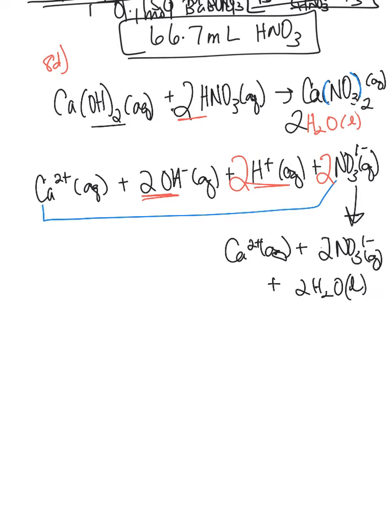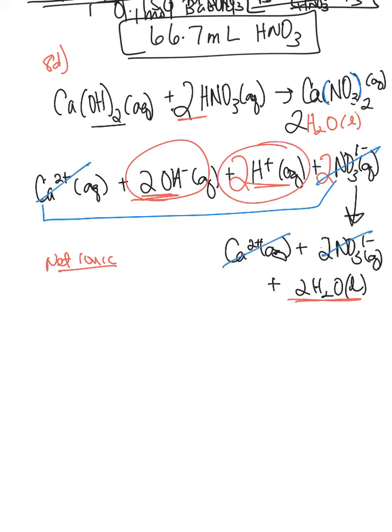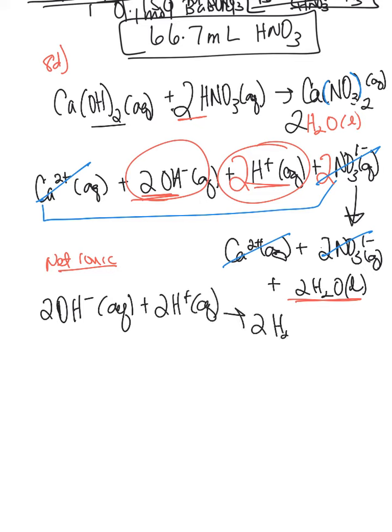Now to make our net ionic equation, we have 2 waters and we have hydroxide and H plus. Everything else is spectator ions, calcium 2 plus and 2 nitrates. So we rewrite this as 2OH minus aqueous plus 2H plus aqueous yields 2H2O, and we make that a liquid.